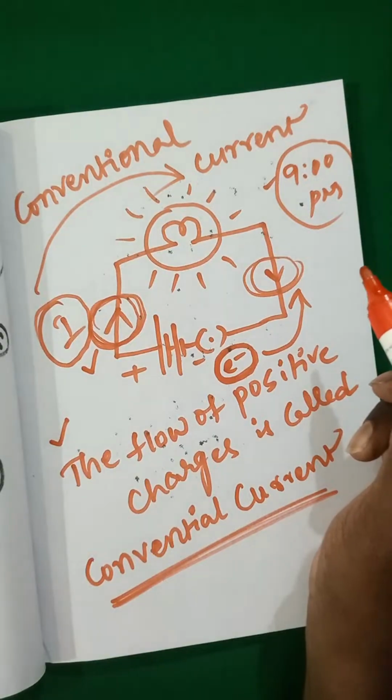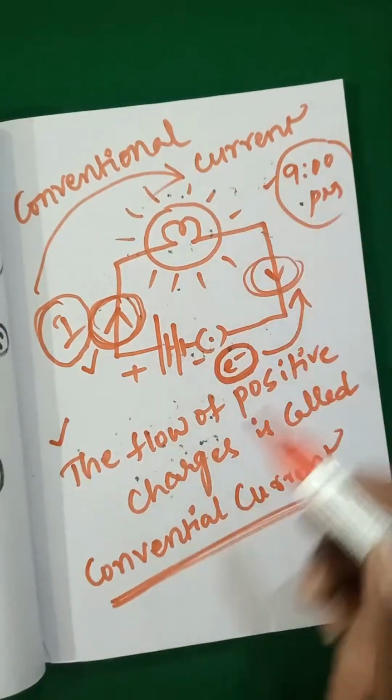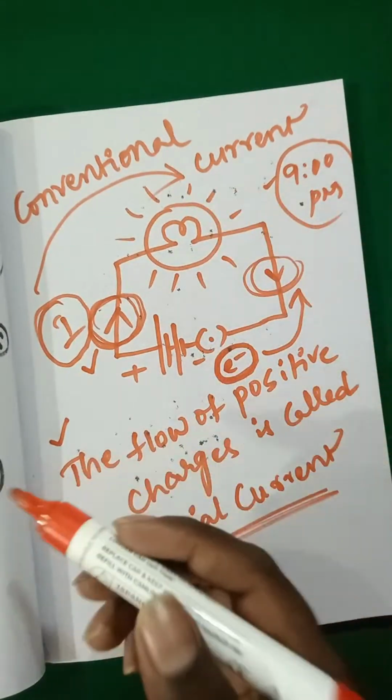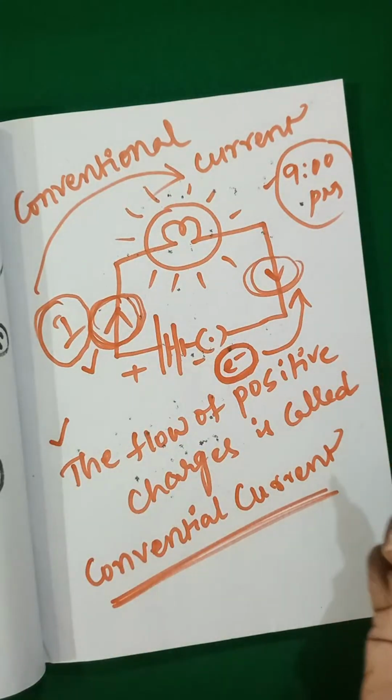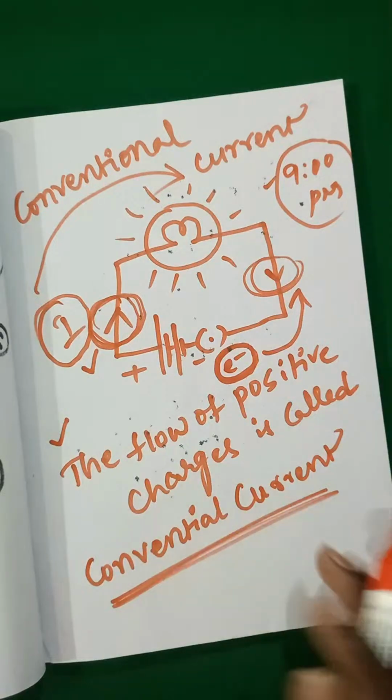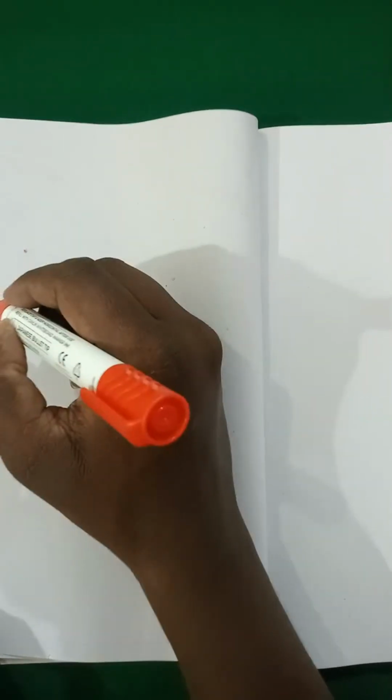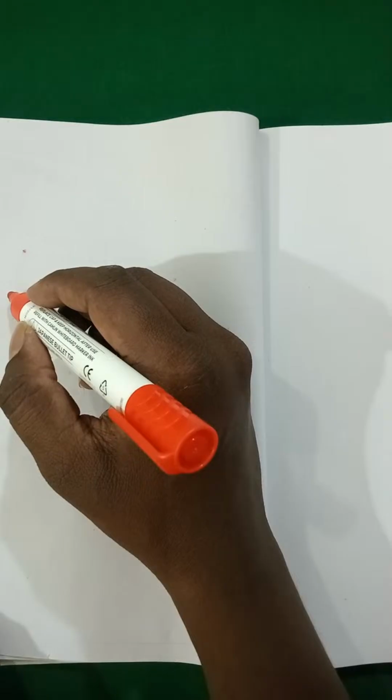So that is the conventional current. Normal current is nothing but the flow of electrons. The flow of electrons is called electric current. We can consider the flow of electrons here.